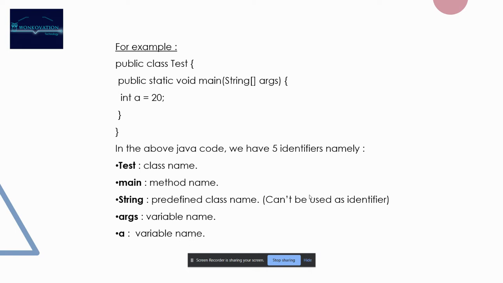We can also change the names of Test, main, args, a. args and a, since String is a predefined class and you can use it as an identifier to name another variable. Like you can write int String equals 5. It will be an invalid identifier.